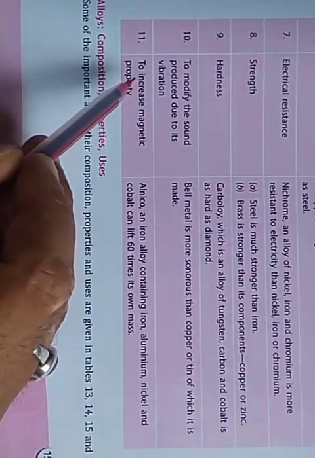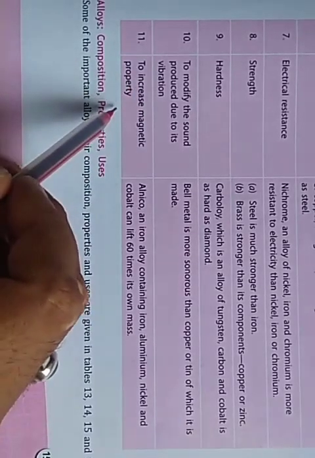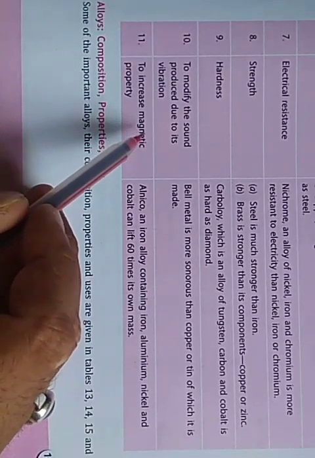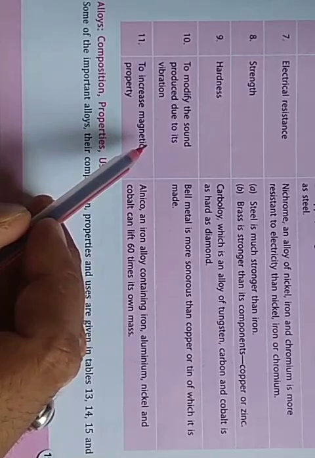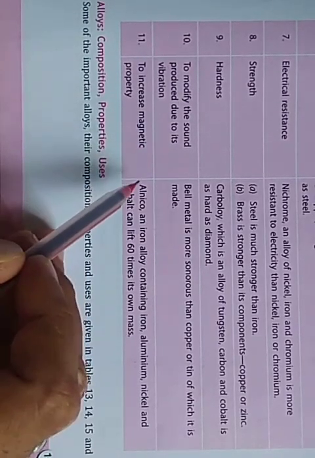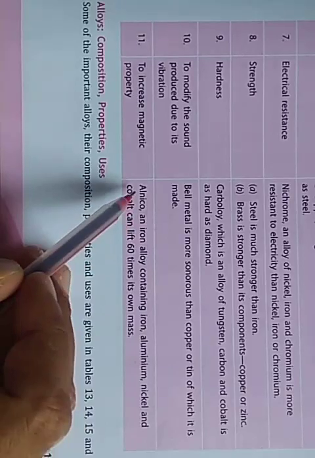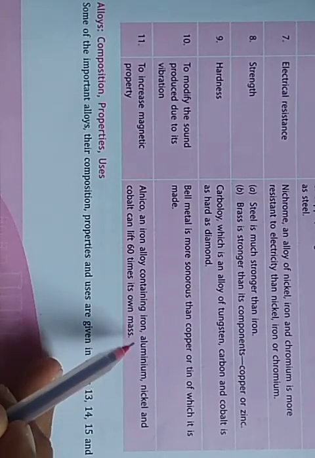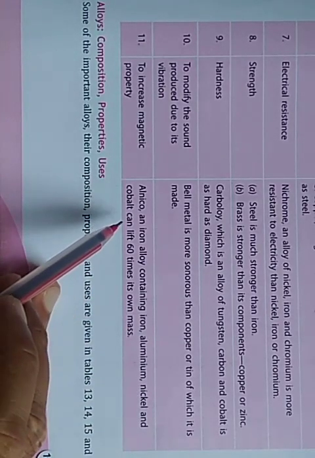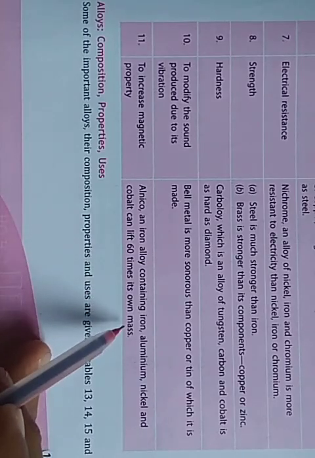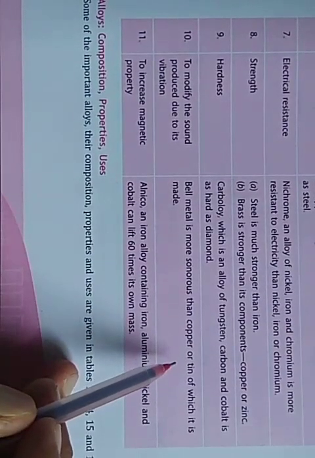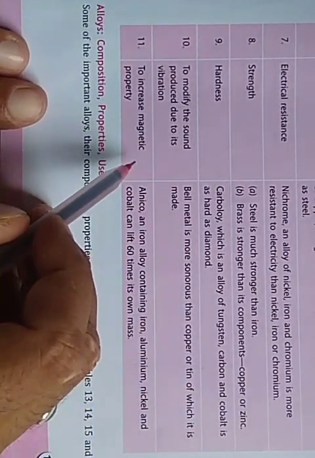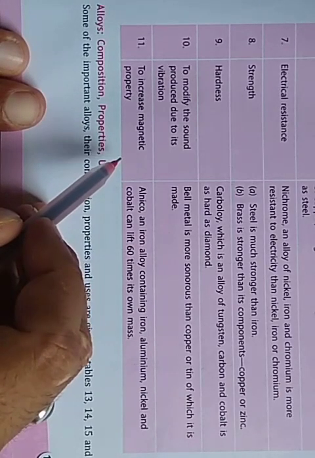Now the next property of alloys is to increase magnetic properties. The magnetic property of an alloy is more than that of its constituent metals. For example, alnico, an alloy of iron containing aluminium, nickel and cobalt, can lift 60 times its own mass. So on the basis of all these characteristic features, we make alloys.